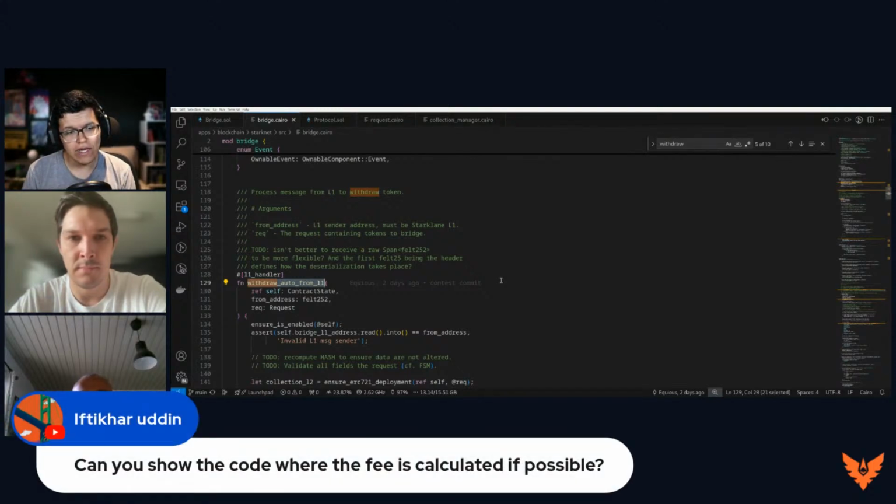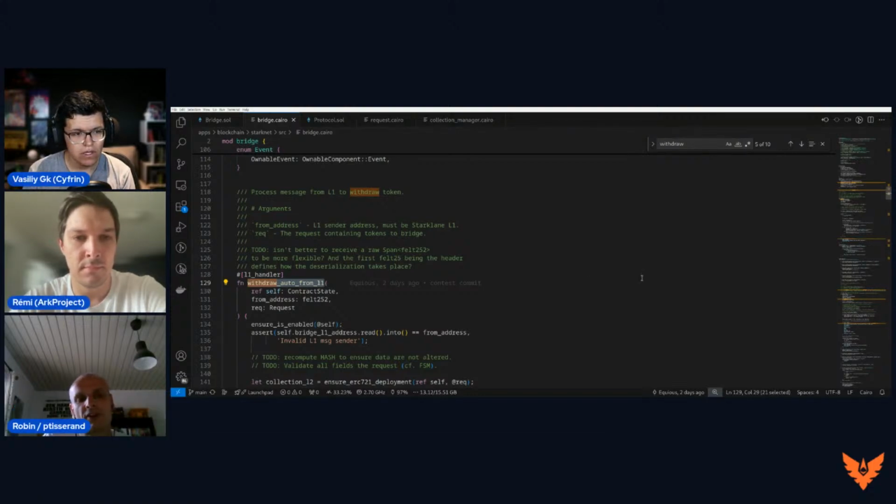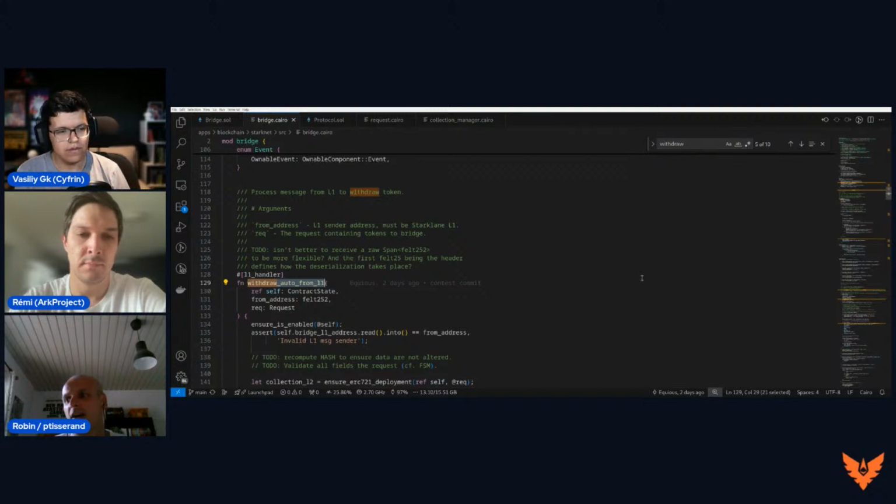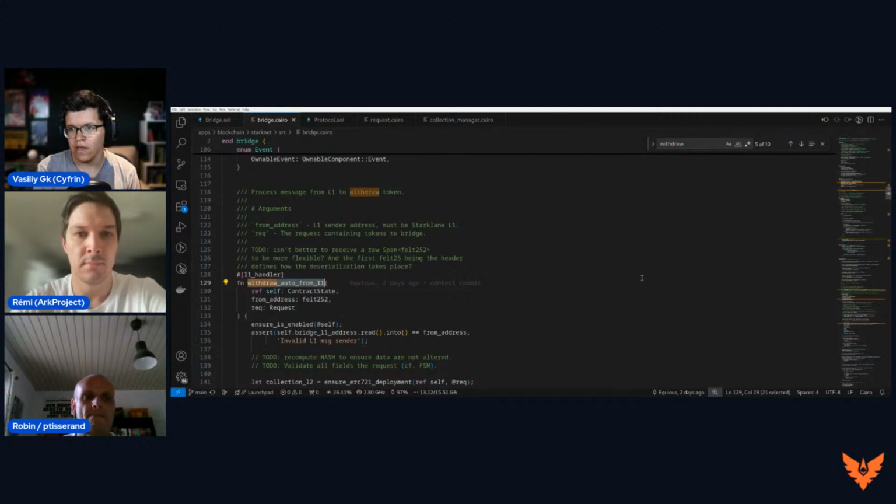We have another question. Can you show the code where the fee is calculated, if possible? No, because it's a fee. I mean, it's not part of the contract. Our contract doesn't take any fees. It's fees for the transaction, so it's not part of our contract. It's network fees, not the contract fees, right? Yes. That's it. Makes a lot of sense.